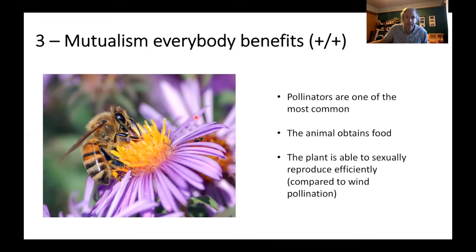If you compare that against wind pollination, where the plant just puts a load of pollen into the wind and it blows around, the vast majority of that pollen is just blown willy-nilly and lost. In a pollination arrangement, the vast majority of the pollen that comes off this flower is delivered to another flower by that bee. So the amount of pollen being produced compared to the amount that's being delivered is much higher.